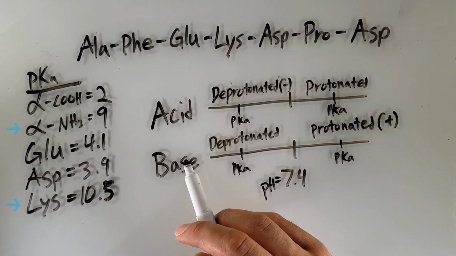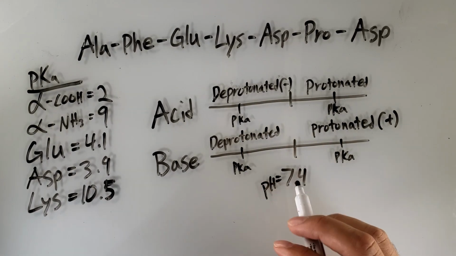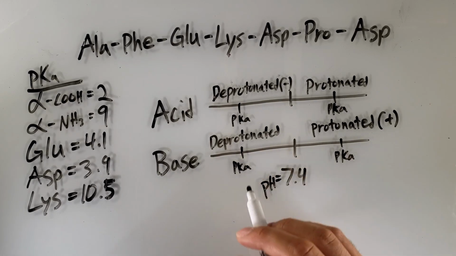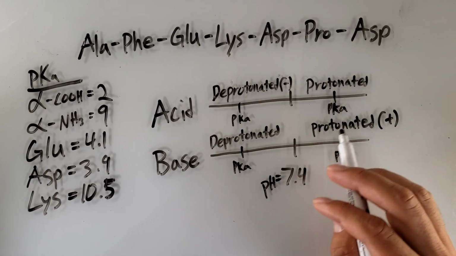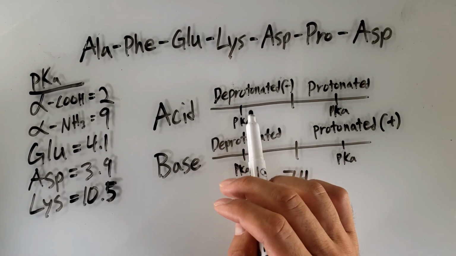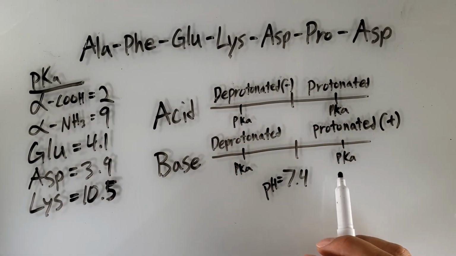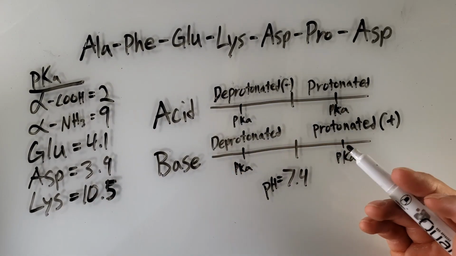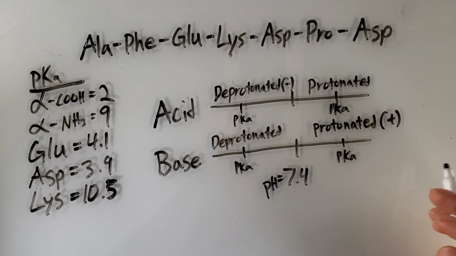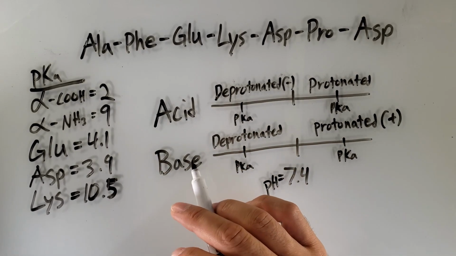Now let's look at the base. Bases want to take the hydrogen. So whenever pH is less than pKa, there's a lot of hydrogens here that they can take from. So when we have a neutral pH, it does two things. The acids deprotonate because they want to put their hydrogens into the solution. The bases get protonated because they want to take the hydrogen ions. This results in a negative charge for acids and a positive charge for bases.